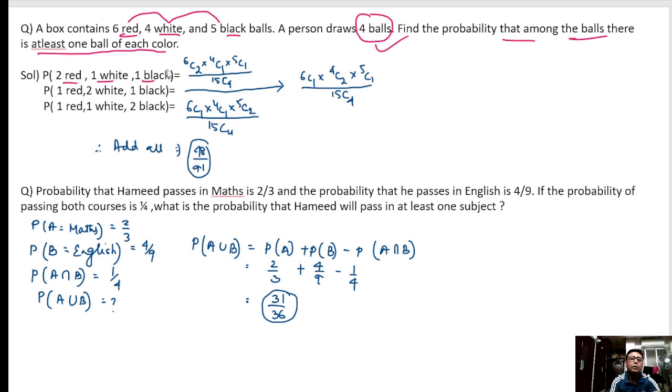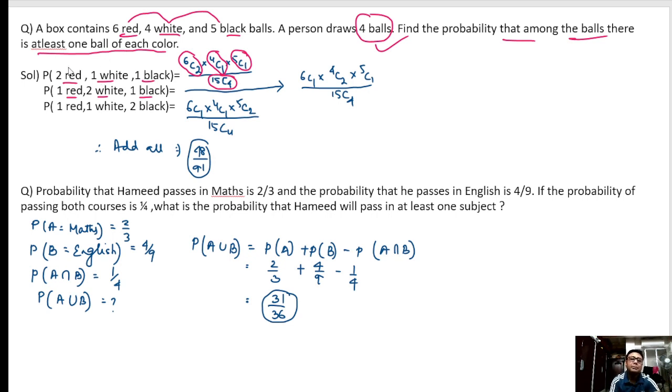And how to find the probability of this? 2 red out of 6, 1 white out of 4, 1 black out of 4. From the total 15, I will draw 4. This is how I will find. Similarly, 1 red, 2 white, 1 black. You should have at least one of them.